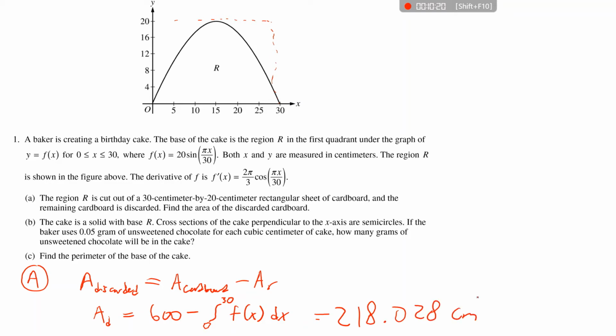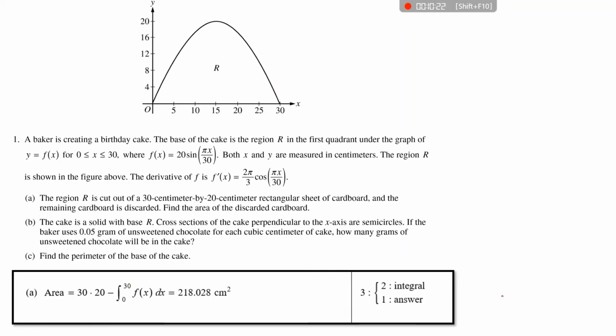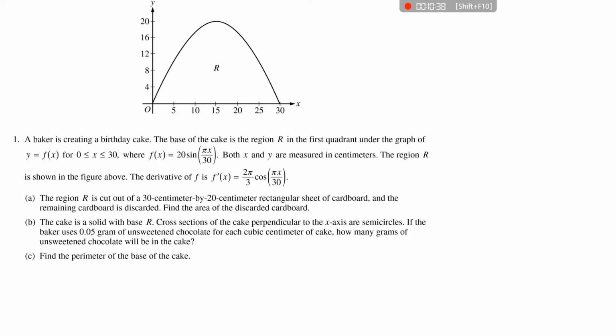218.028 centimeters squared. Okay, we can check. So 2 points for our integral, and 1 point for our answer. I'm going to say those 2 points are probably we subtracted, and you've got your 0 to 30 f of x dx, and then our answer's good. Yay.